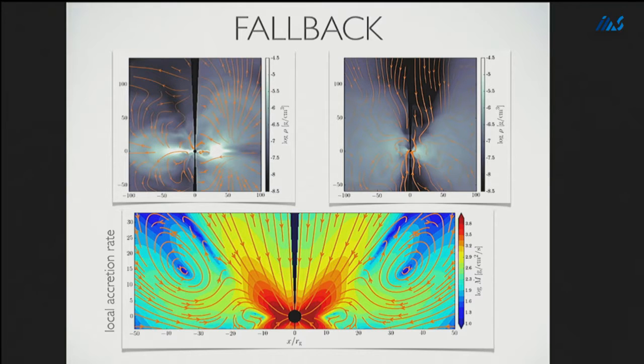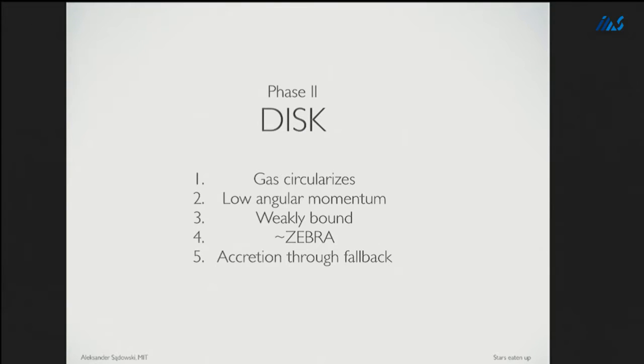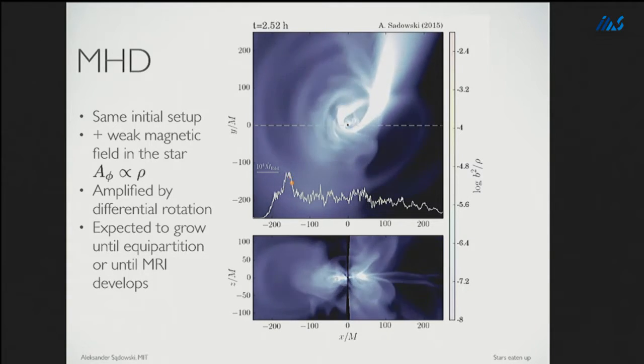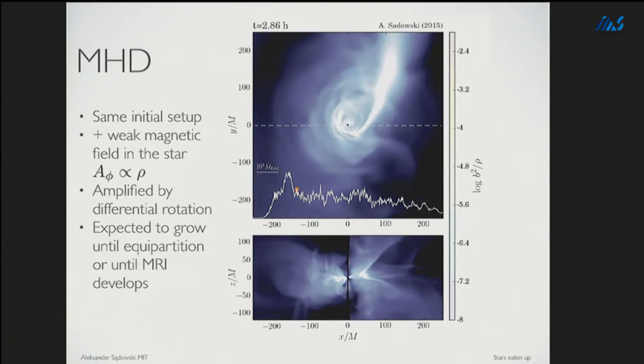So you remember at the initial self-crossing stage, we had plenty of outflow coming from the system. At the late stage, we have plenty of inflow coming roughly along the vertical direction. And the hydrodynamical turbulence that we see inside the disk is not efficient. It is not producing significant accretion near the equatorial plane. So the summary of phase two: we have circularization, we have ZEBRAs, but the accretion comes only through the fallback.